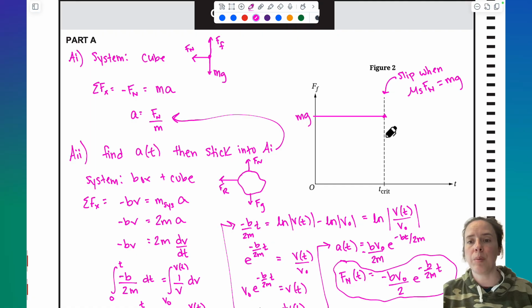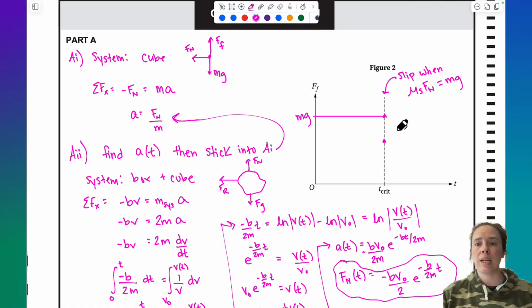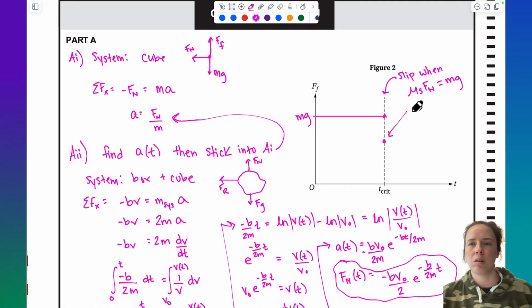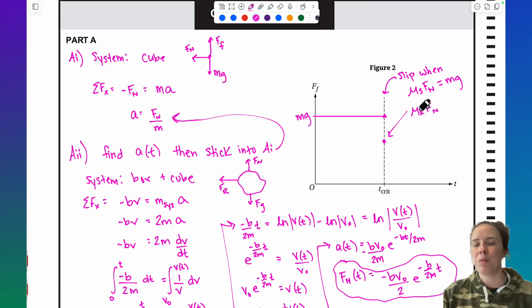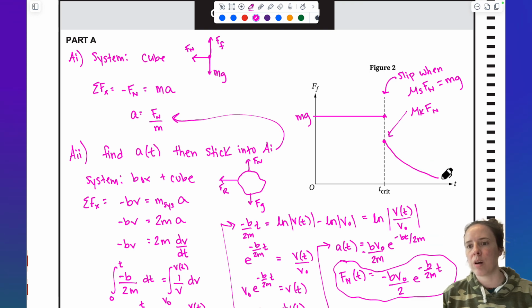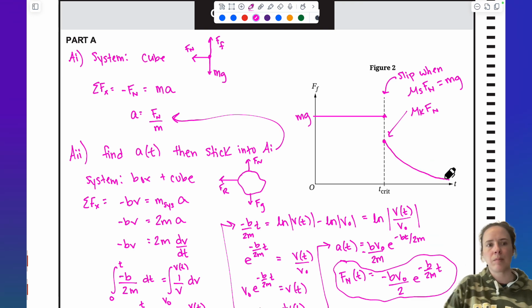When I slip, remember that kinetic friction force is always exactly equal to mu times the normal force. But mu k is always less than mu s, so you're going to have a discontinuity here. And then after that, that normal force is a decaying exponential. So you're going to get a concave up graph here. Boom. That's part A.